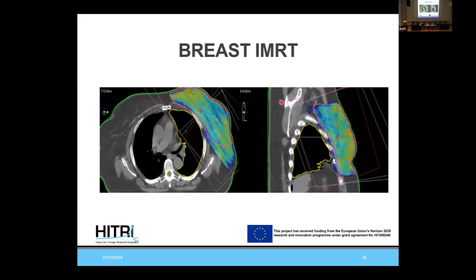Here is a result for IMRT. It's not the best image, but what I want to show you here is that there is a good protection of the lung. With 3D conformal and FIF, we have the 95% isodose closer to the lung than here. This is an axial, this is a sagittal. Okay, we are having a good sparing of the lung.